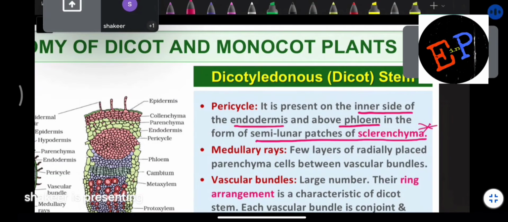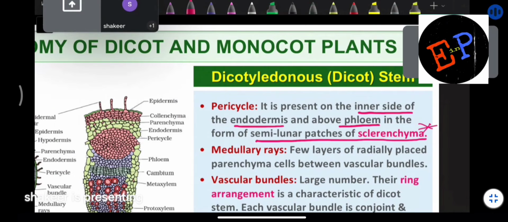Then above the phloem you can find this pericycle. Are you able to understand? So this pericycle is made up of what? Semi-lunar patches of sclerenchyma. So it means they are made up of which kind of cells? Sclerenchymatous cells.